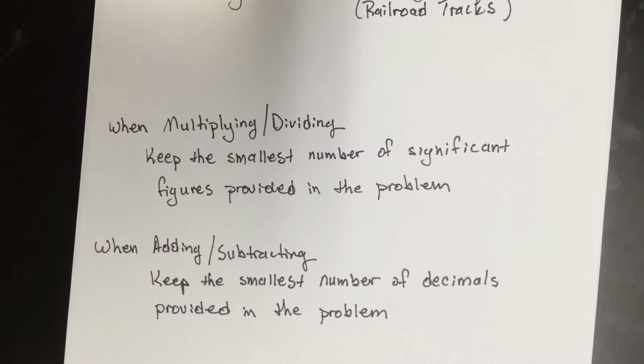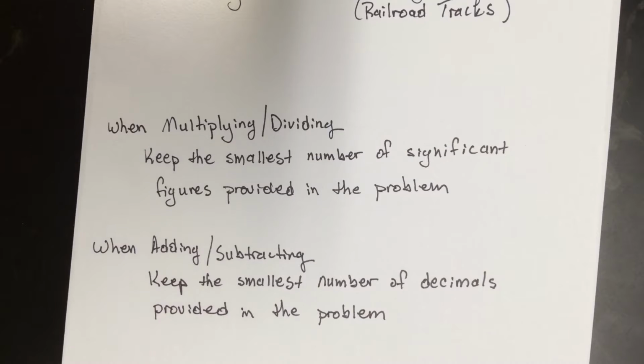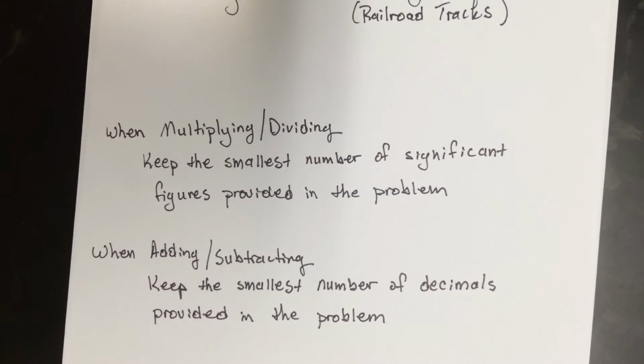The other situation is when adding or subtracting. In a similar structure, we are directed to keep the smallest number of decimal places provided in the problem. So again, we'll go through each number in the problem, identify the number of decimal places, and round our answer so that it has the right number of digits. We'll start with a few examples.